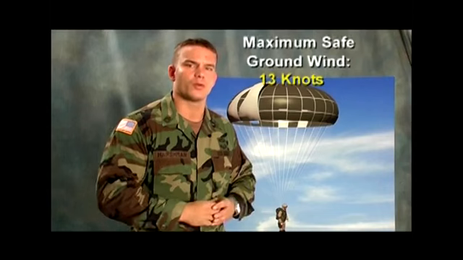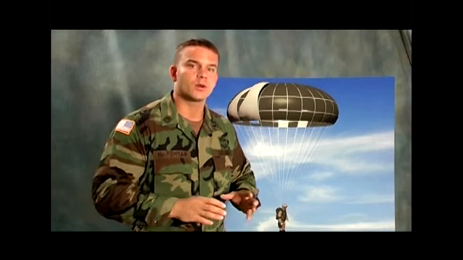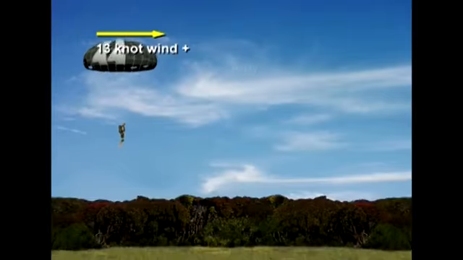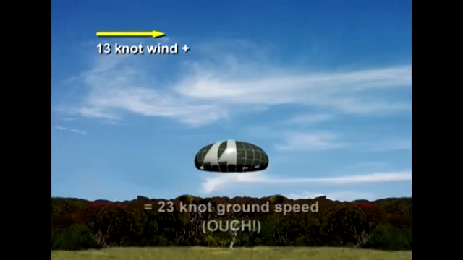The maximum allowable ground wind for a safe landing is 13 knots. Consider what your landing would be like running with this much wind, with approximately a 10-knot canopy. This adds up to about 23 knots. That's a real leg breaker. Even if the wind is only 3 or 4 knots, there's a big difference between a downwind landing and an into the wind landing.